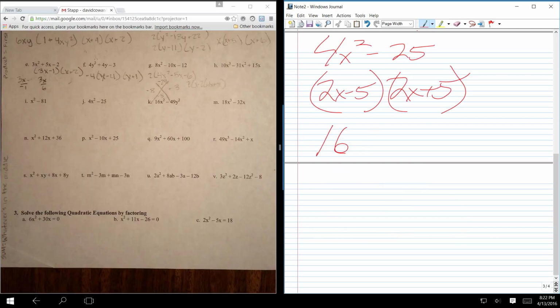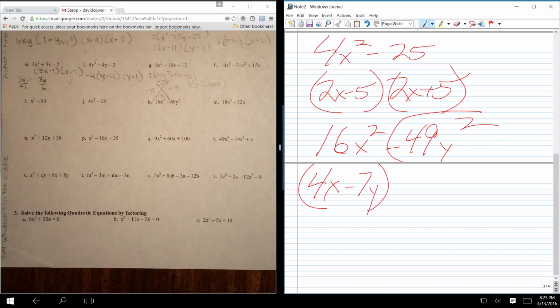16x squared minus 49y squared. Same thing, difference of perfect squares. Both of those are perfect squares. So it'd be 4x minus 7 and 4x plus 7? 4x minus 7y. Don't forget the y. Yeah, my bad. In other words, the square root of that is 7y. And then the second part, you don't even need to think about. It's just the conjugate of that, so it has to be 4x plus 7y. Awesome.